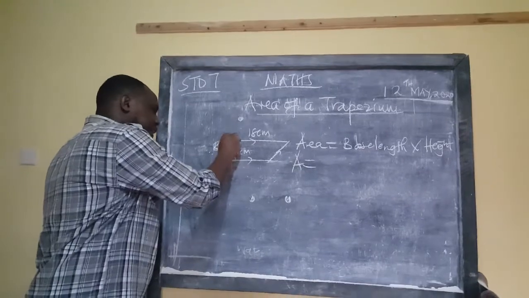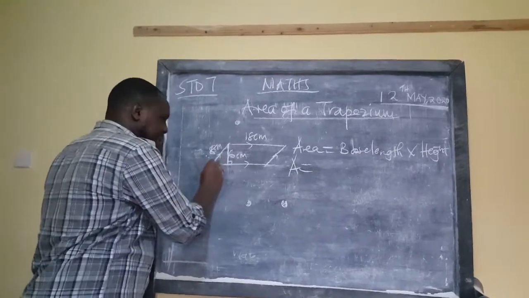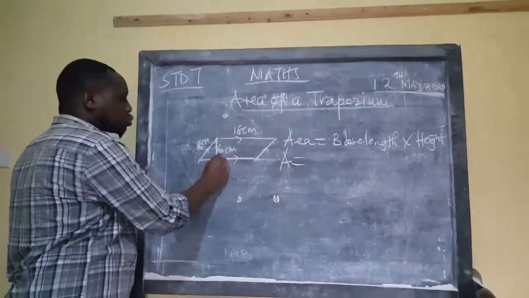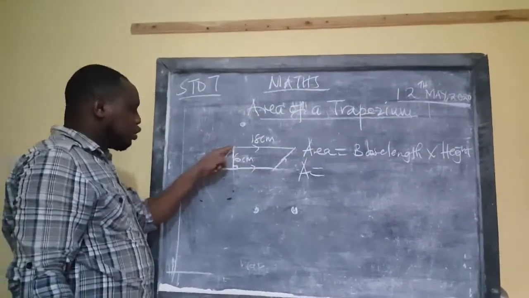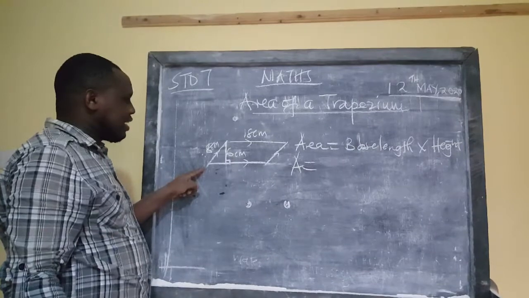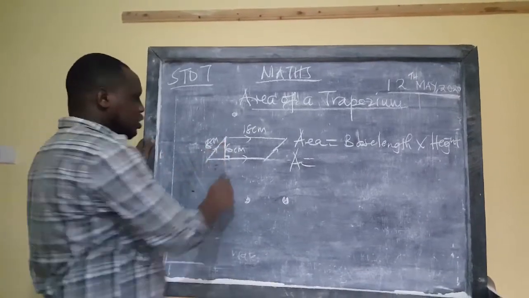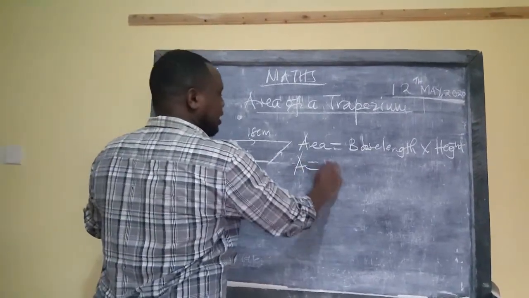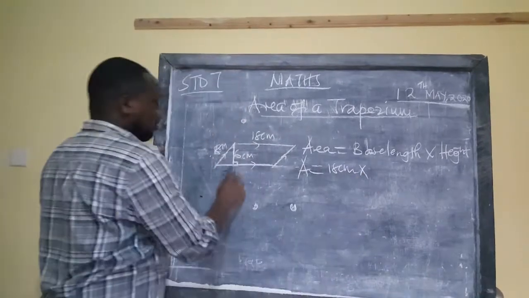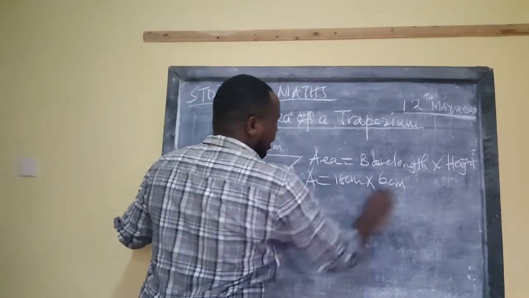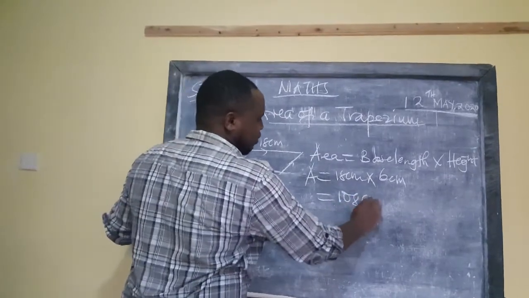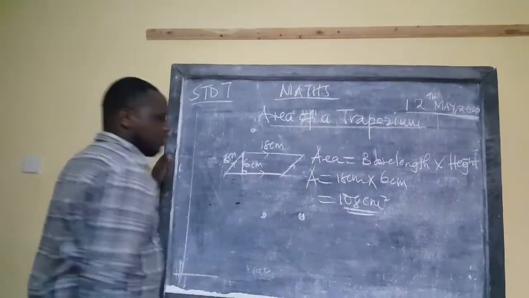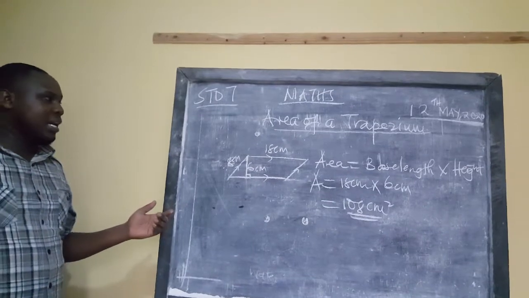we don't use this slanting height. We use the perpendicular height, meaning that at that base, it forms a right angle. That is what we call perpendicular height. So we don't use this as the height, we only use this. So this is going to be the base length 18 centimeters times the height 6 centimeters, and this gives us 108 centimeters squared. So that is what we did yesterday, Lana.